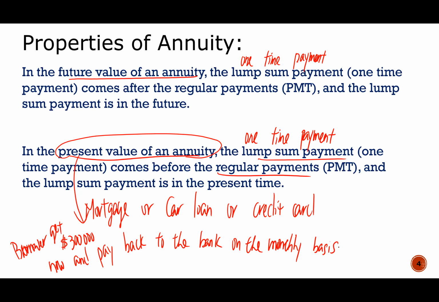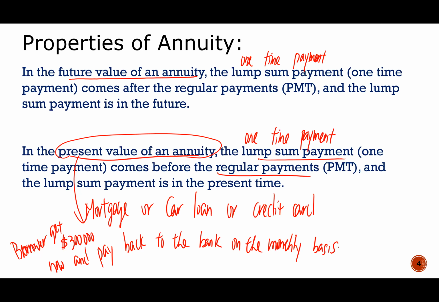Same thing with the car loan, right? If you want to get a loan to finance the purchase of a car, and let's say the bank gives you $50,000, you get it right away, you use that to purchase the car. And then a month from there, you pay back a regular payment every month. So let's say if you borrow $50,000, you pay back $800 on a monthly basis for 5 years, right? Eventually you pay off the loan.